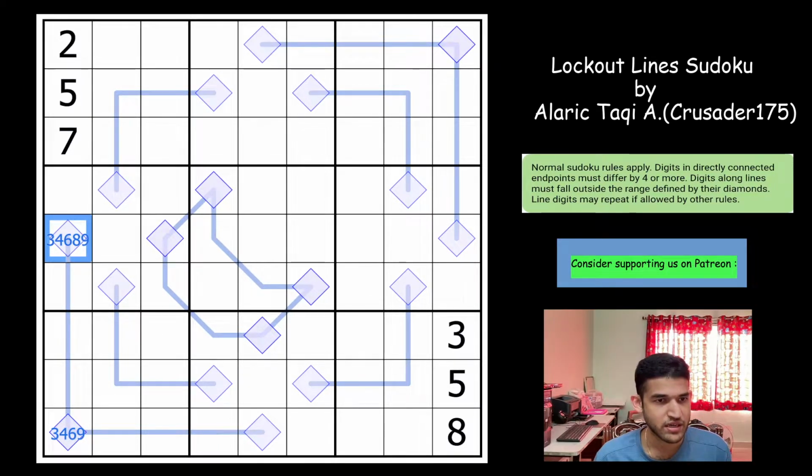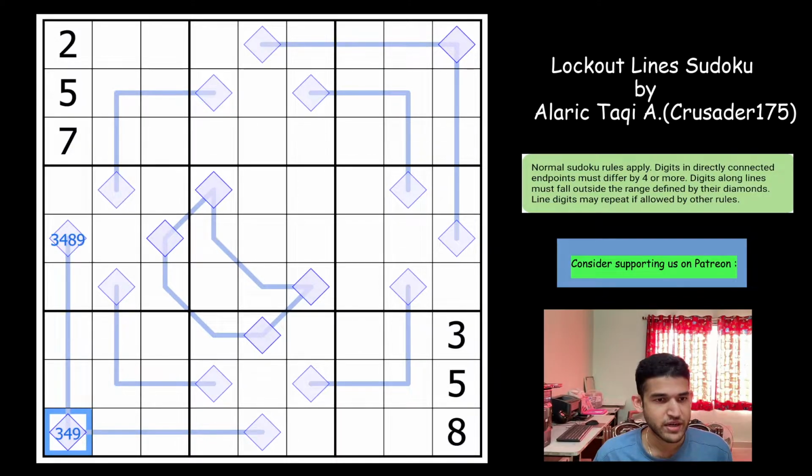Okay, that's excellent. 6 is always a really crucial digit in lockout lines. The reason is you cannot go higher than the 6 to get a difference of 4. It must be lower. So the moment I have a 6 here, this must be 1 or a 2. These are the only possibilities if you put a 6 inside the diamond. But you don't have 1 or 2 there. So 6 is eliminated here. And for the same reason, 6 would be eliminated here. That is really good.